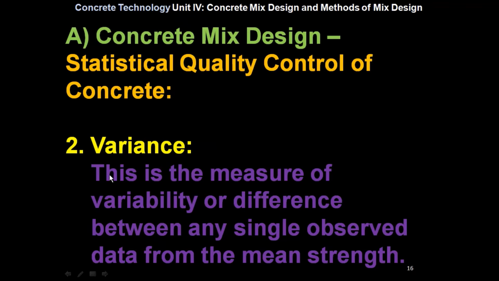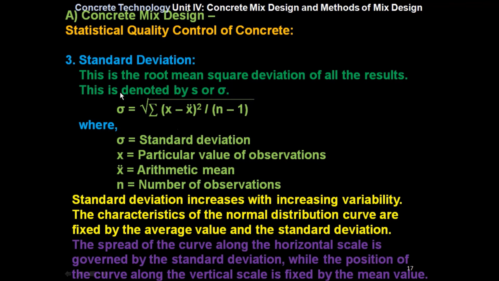Now secondly we will see the variance. This is the measure of variability or difference between any single observed data from the mean strength. Thirdly we will see the standard deviation. This is the root mean square deviation of all the results. This is denoted by S or sigma.